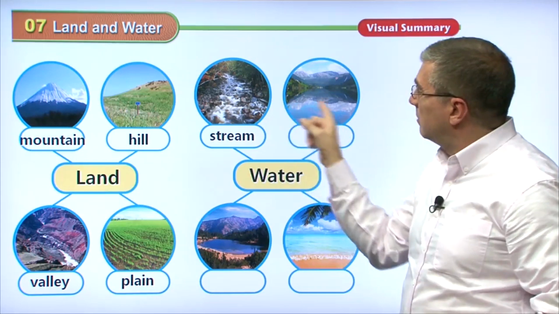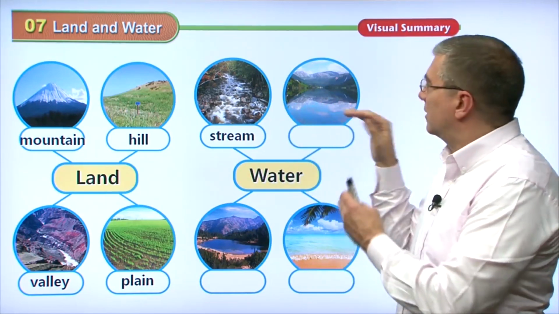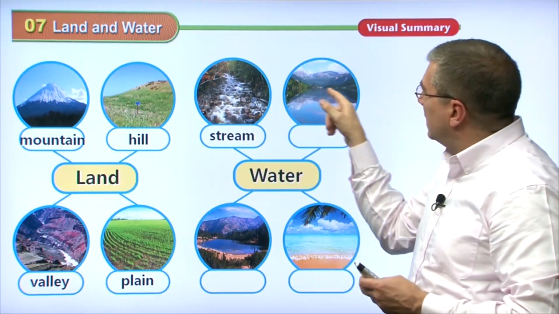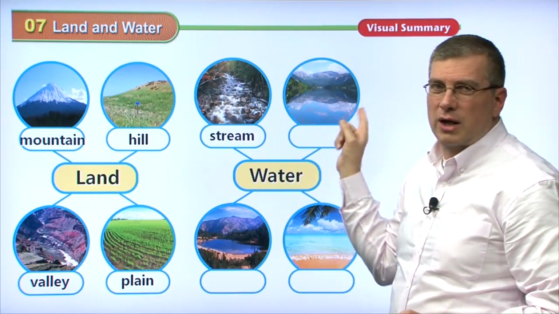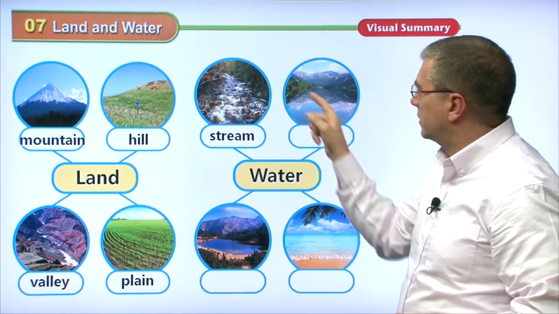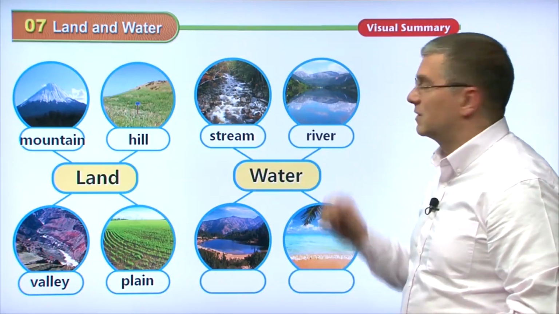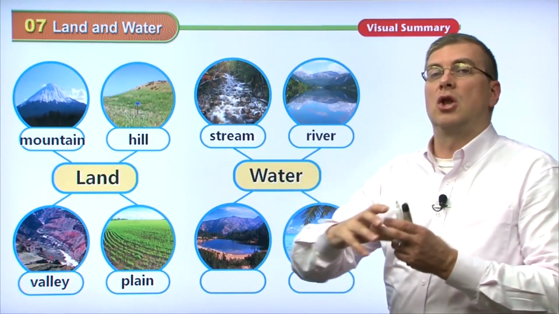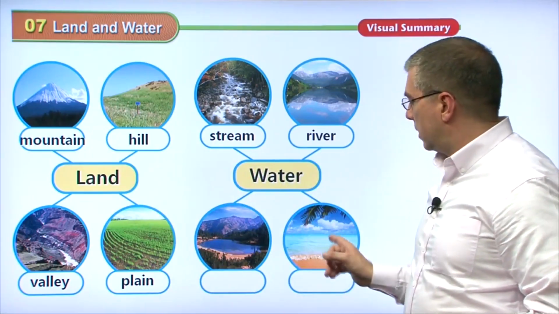Okay, over here, similar thing, but this water is moving, although it looks like it's not moving, but it is moving, and it's very wide, okay? So we cannot cross it, right? We'd have to swim across it or build a bridge across it or take a boat and paddle across it. That, of course, is a river. River is a large, long piece of moving water. Okay, let's move on down here.